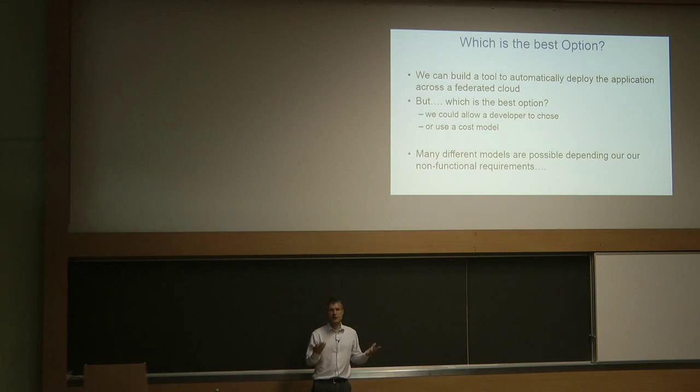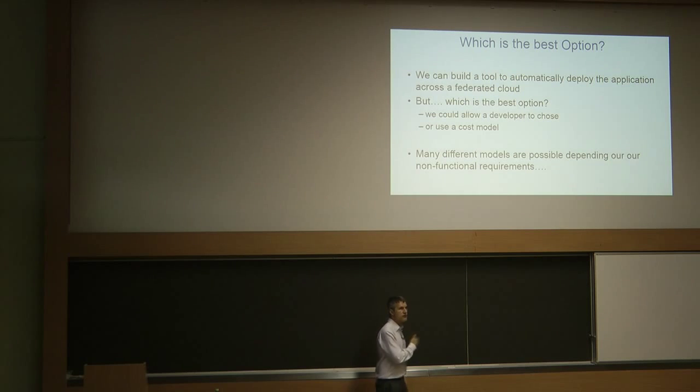As I say, we could use a developer or a security expert to choose, or we could introduce a cost model. Cost models are used right across computing, and the idea is that if you have a set of options, then you have a cost model which works out which is the best option to use, the option which best fits the criteria that you have.